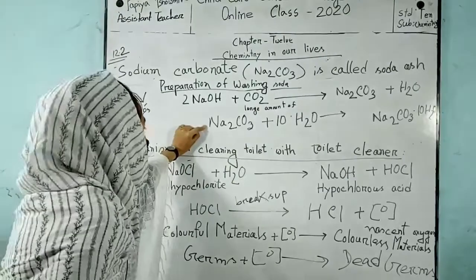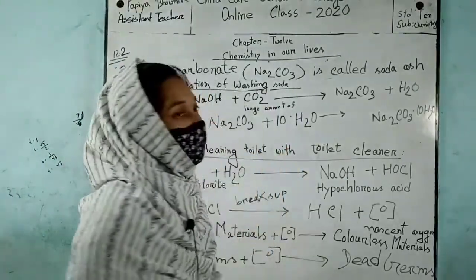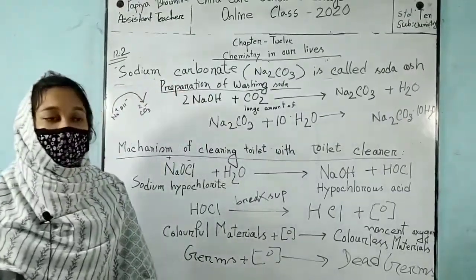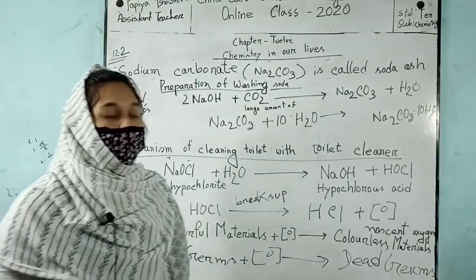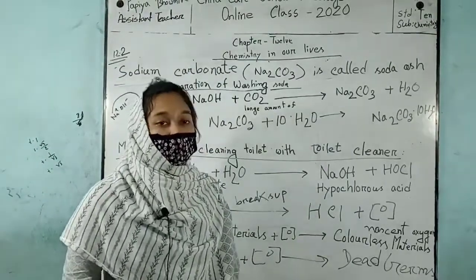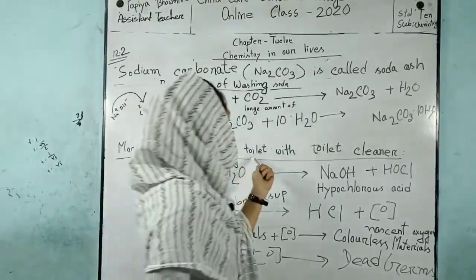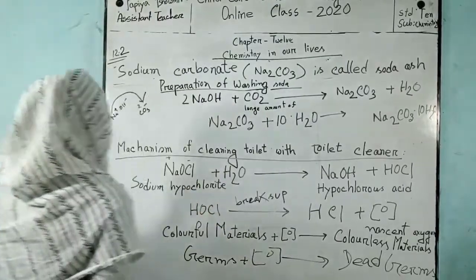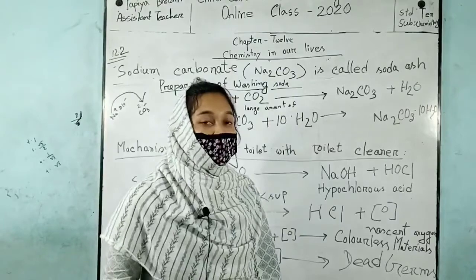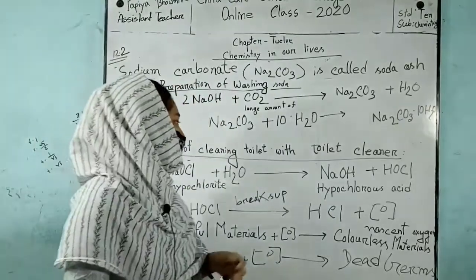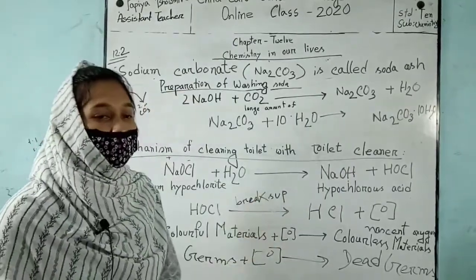So now we are going to our next topic, which is toilet cleaner. Toilet cleaner is very important for our daily life. To wash our toilet and the basin, we use toilet cleaner. Now we are seeing the mechanism of cleaning the toilet with toilet cleaner. Basically, sodium hydroxide is the main ingredient of this toilet cleaner.